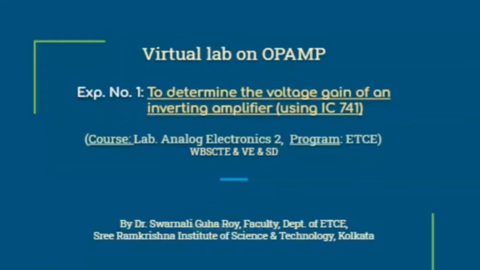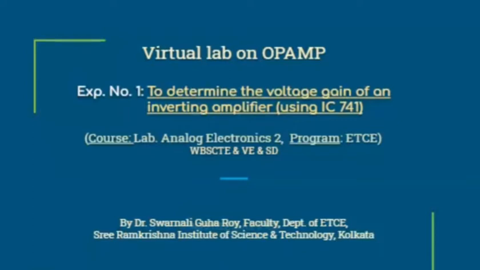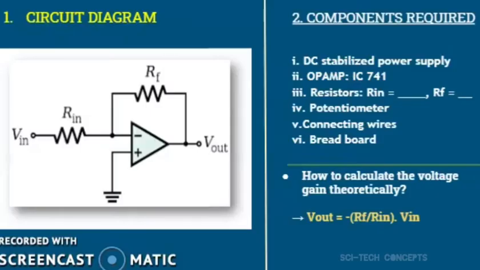Hello students, today I am going to discuss how you can do your lab experiments for analog electronics 2 virtually. You can see the circuit diagram. As you know, the circuit diagram consists of two different resistors and the op-amp IC741 we will be using, and you can also see the circuit components required.